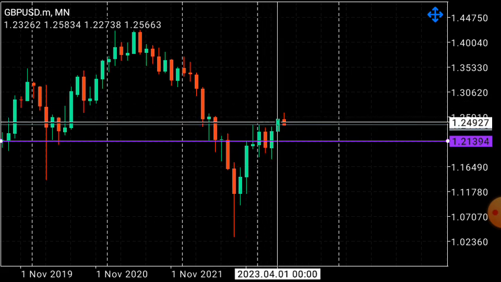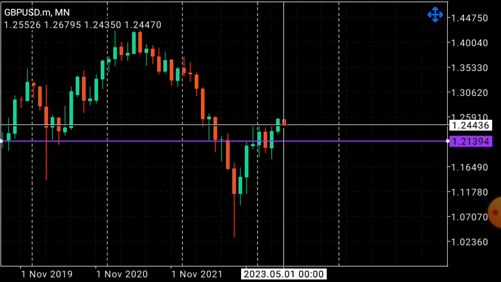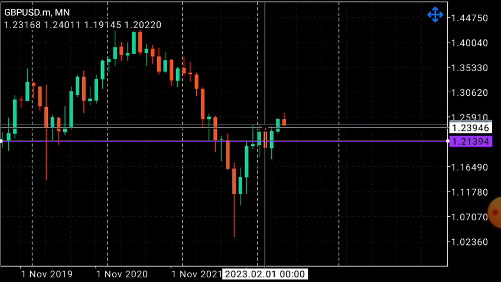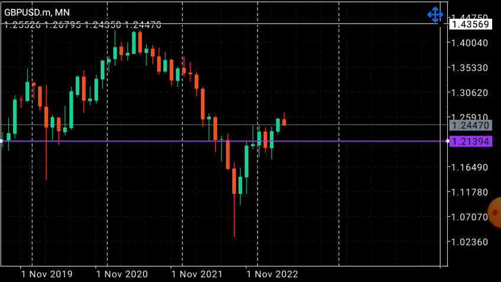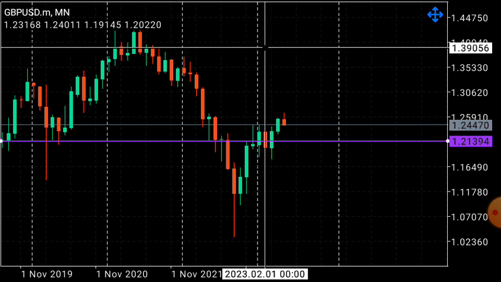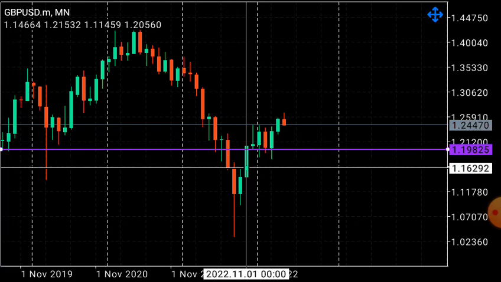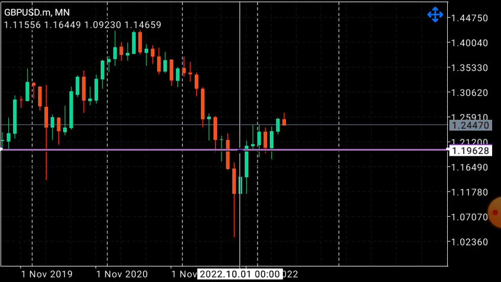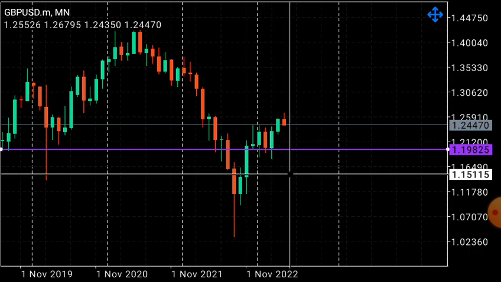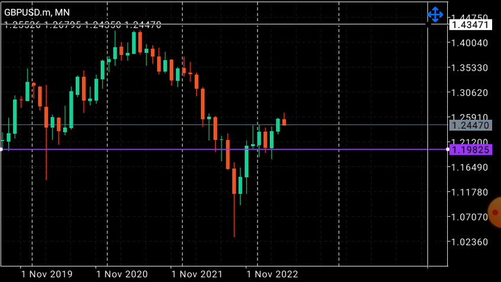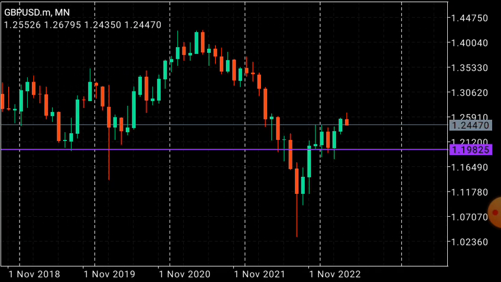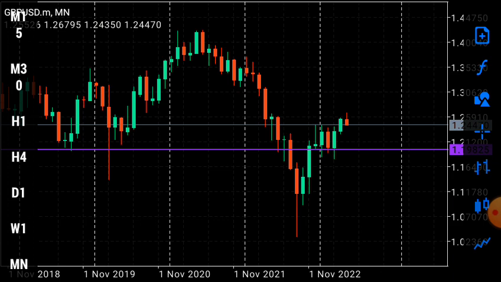You count. This is the current month of May. You count 5 months back, meaning 1 2 3 4 5. Then you place your horizontal line. If the market is going up, you place the horizontal line on the low of the candlestick. If it's going down, you place it on the high of the candlestick. From here we jump to the weekly chart.